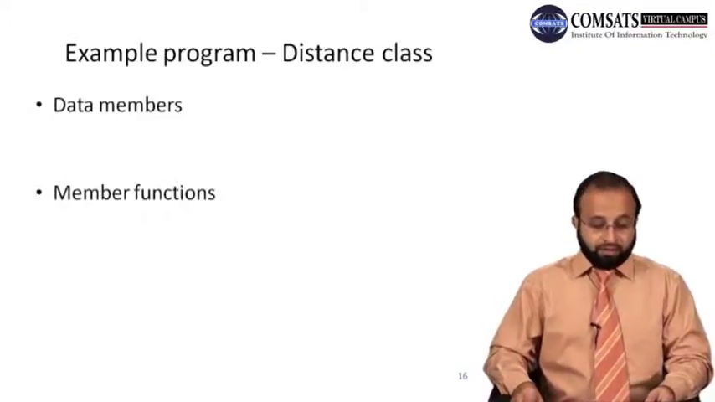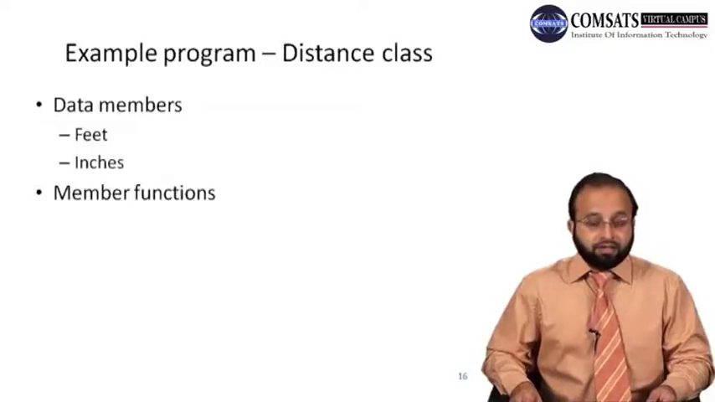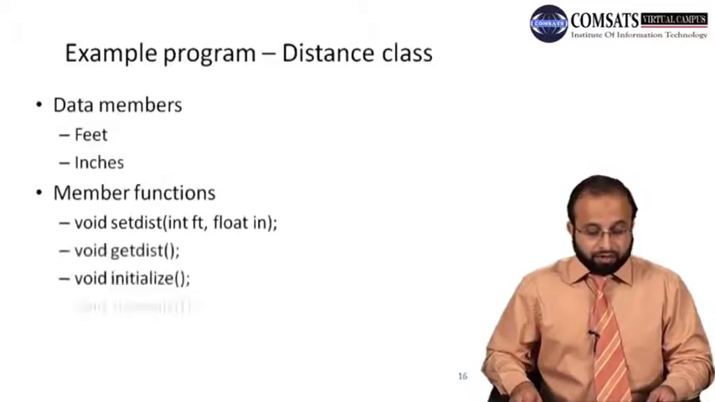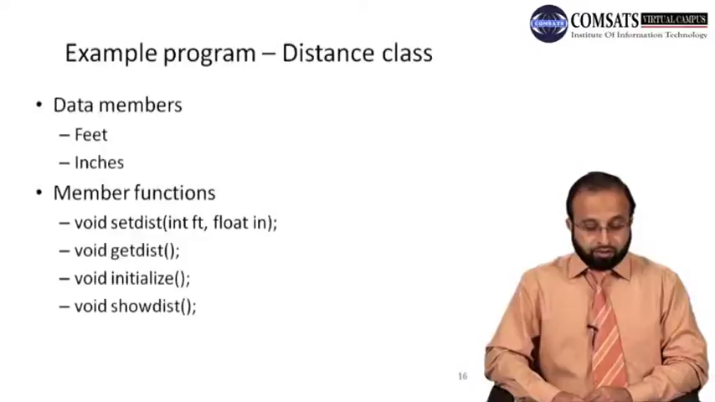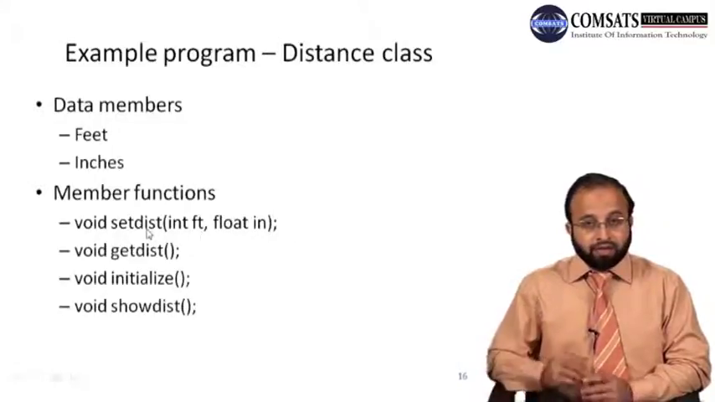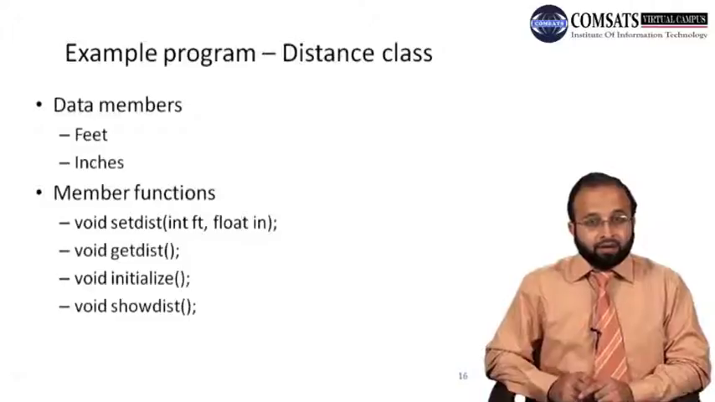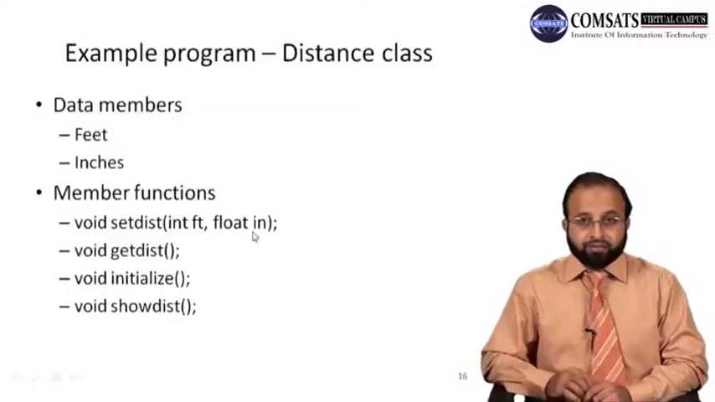that has some data members and member functions. The data members are feet and inches, and the member functions are set dest, get dest, initialize, and show dest. So you can see the set dest function. You're passing two values to that function, feet and inches, and what this function will do is initialize the private data member of the object with which you are calling the set dest function with feet and inches.